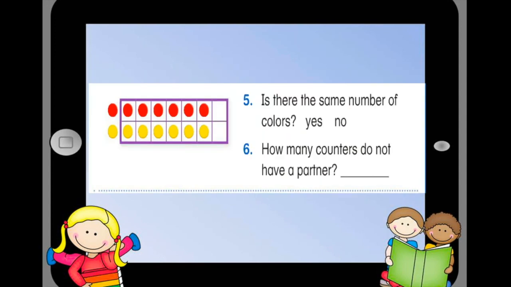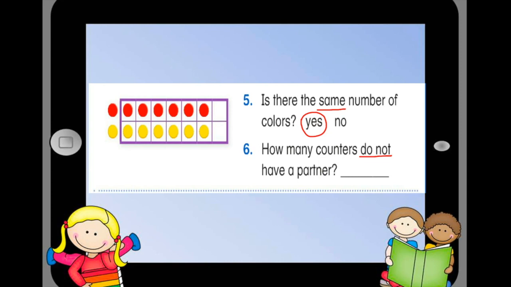Another example, looking at this new graph, it says, is there the same, think about what that word means, same number of colors. So let's take a look at how many red counters we have here. Count with me. 1, 2, 3, 4, 5, 6 red counters. Now let's count the yellow. 1, 2, 3, 4, 5, 6. So there are 6 red and 6 yellow. So is there the same number of colors? Yes, there is.